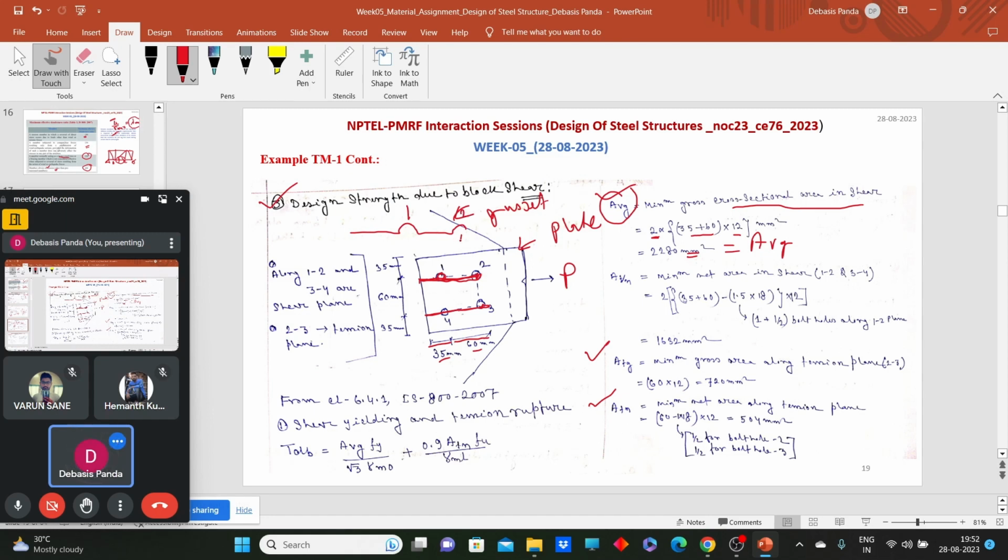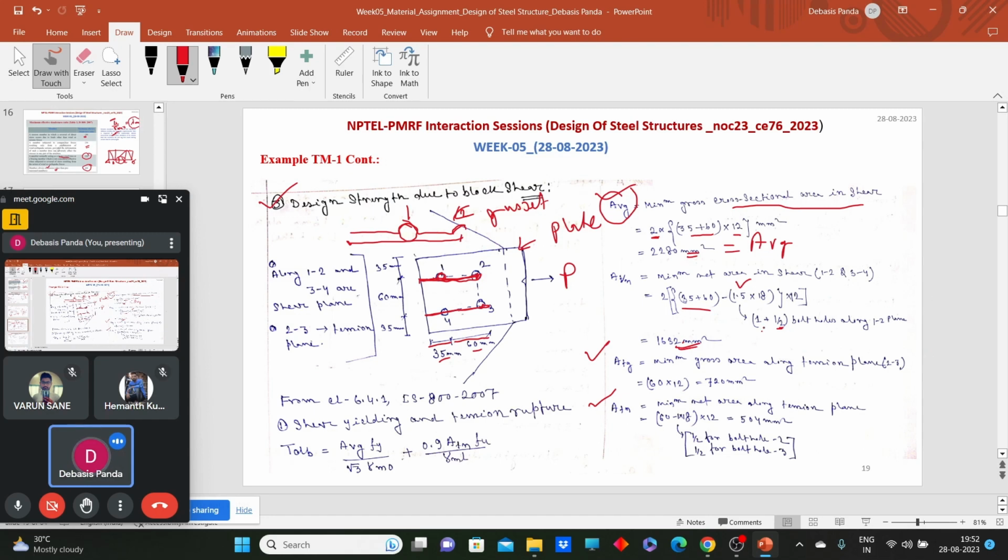So we need to consider from this to this without the bolt hole. So how many bolt holes do we need to deduct over here? One full bolt hole and half bolt hole for this section. So total length 35 plus 60 minus 1.5 because one bolt hole for this section and this half bolt hole along this 2-3 plane. This comes as 1632 mm square.